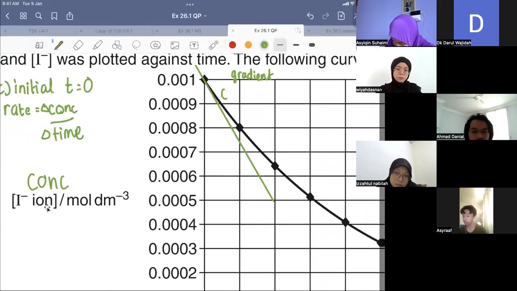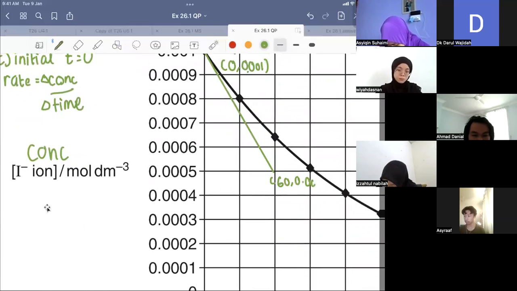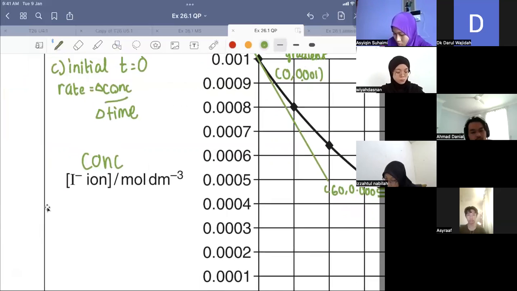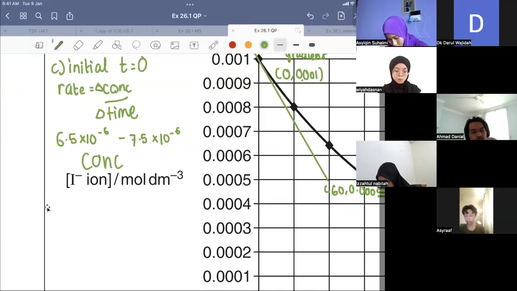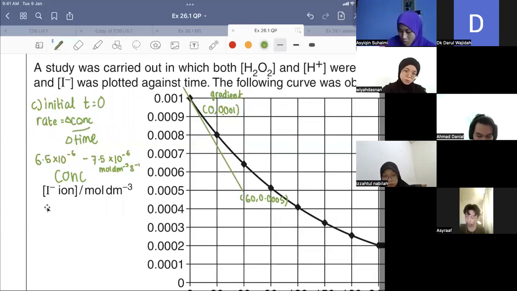So for example, the x value is zero and the y value is 0.001, and then for this one the x-axis is 60 and 0.0005. Now you may use different coordinates, it depends on how you draw your tangent. The range of answers accepted would be between 6.5 times 10 to the power of minus 6 to 7.5 times 10 to the power of minus 6. The units, concentration over time, mole per dm cube per second. Okay. So can you please work out your rate of equation?